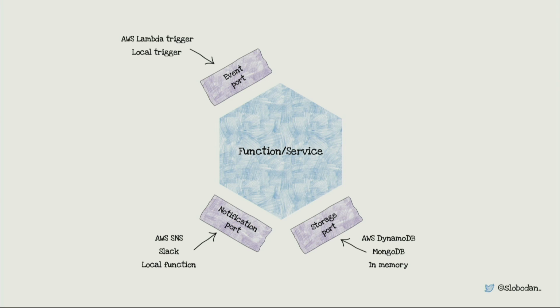Then we have the notification port, and we can connect an AWS SNS adapter that will just send a message to SNS, or a local function so we can test that, or maybe Slack if we want to change that at some point. And with the storage or database port, again, we want to be able to connect a DynamoDB adapter, maybe a MongoDB adapter or something else, but we also want to be able to test that in memory because we want to test everything really fast. So let's see how you write each part of the test.